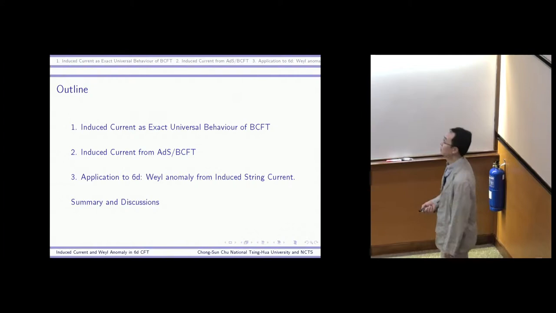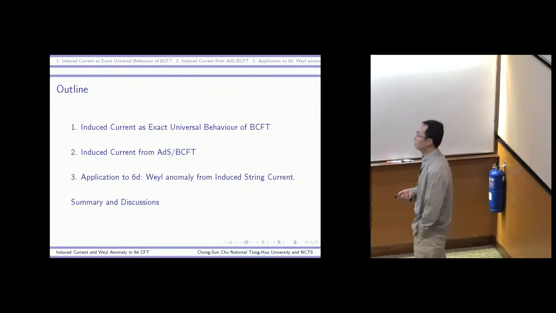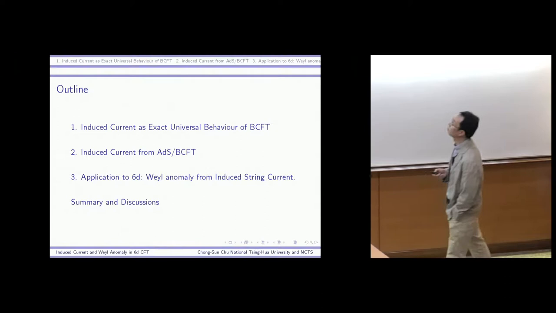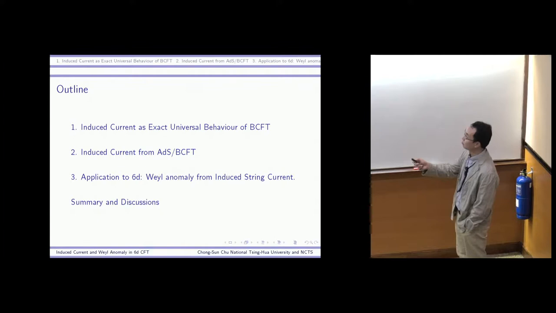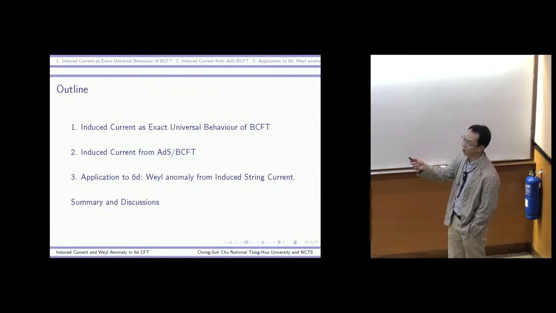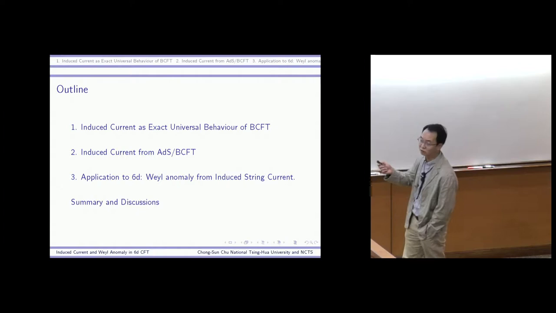And then after this is clear, we will do it in four dimensions. We will generalize it to six dimensions, the case of interest, say six-dimensional conformal field theory. Instead of a magnetic field, we will turn on a three-form flux, very much like Ori was talking about in the morning. And then I will show that, again, we expect there will be a Weyl anomaly, and this Weyl anomaly will induce some current. And this relation is universal. Although in six dimensions we don't really know the origin of this Weyl anomaly, we know how to derive this current from AdS/BCFT. So we can use that to deduce the properties of the Weyl anomaly. So this would be one prediction from this talk.